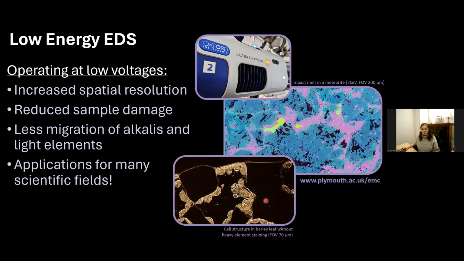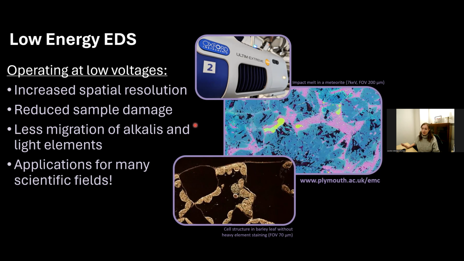My colleague is a biologist back in Plymouth, and he was able to create this calcium, oxygen, nitrogen map of the cell structure in barley leaf. Importantly, he can do this without heavy element staining. So traditionally in biological work, you would stain your TEM slice with osmium or something else, basically to be able to see things properly and see where things are. But this was able to go into the instrument uncoated, unstained, just put it in, and it was completely fine. So it opens up a whole new range of applications.